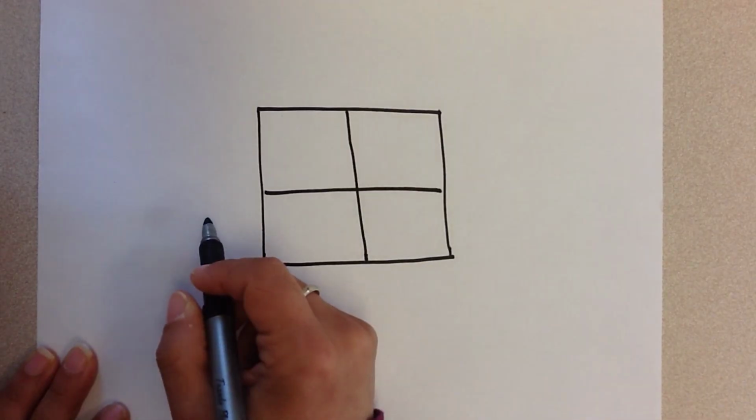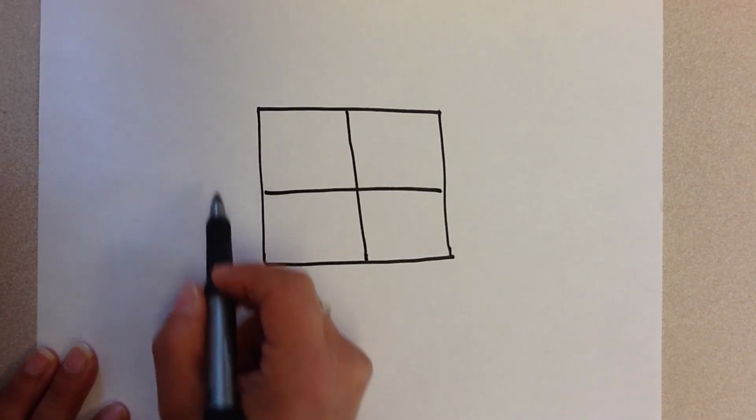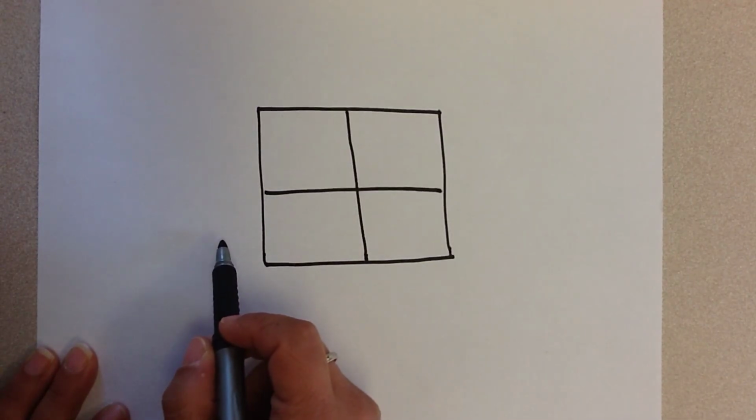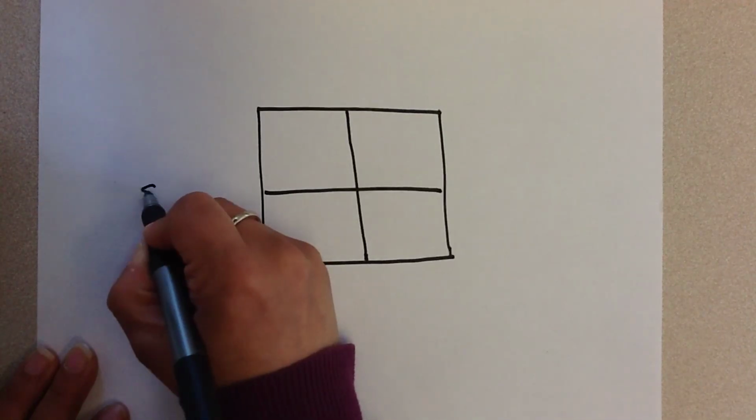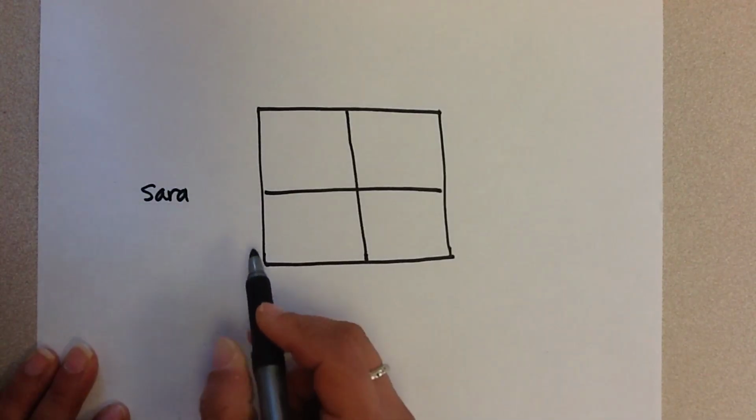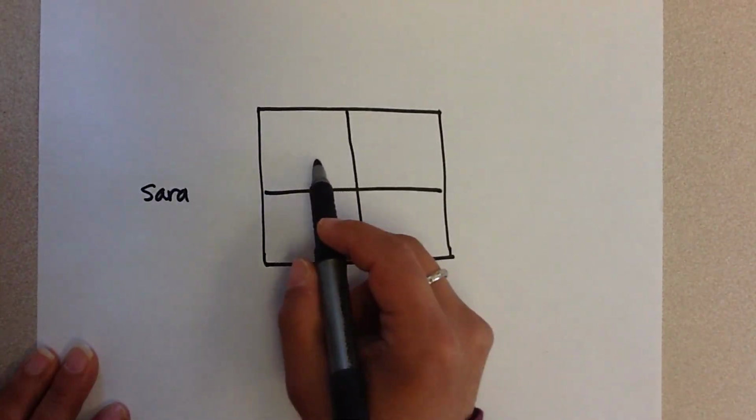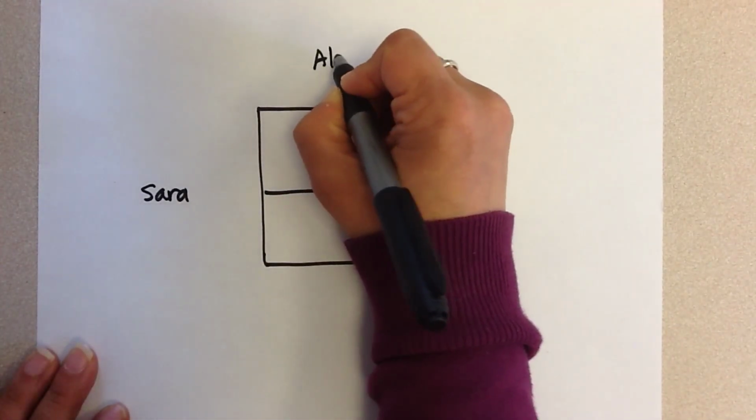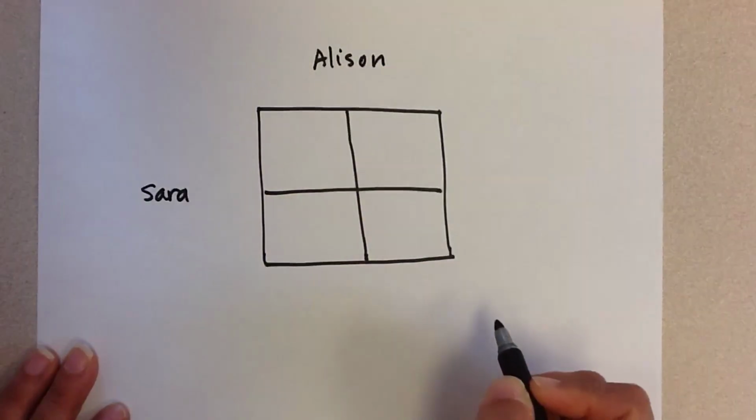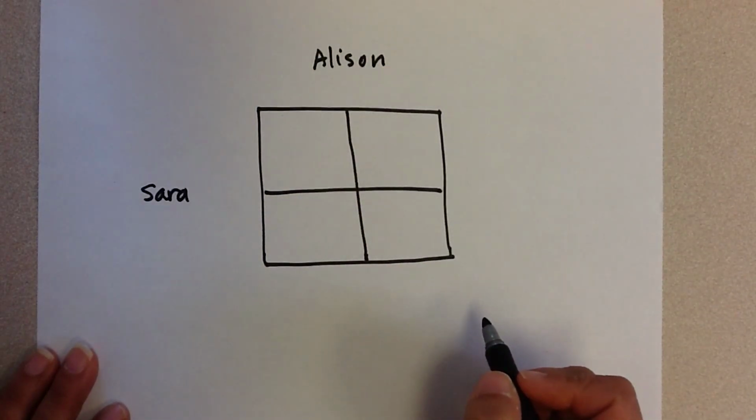Okay, so one player is the row player, and they're going to choose the top row or the bottom row, and that's going to be me. So I'll put my name there. And then the other player is the column player, and they're going to choose the left or the right column, and that's going to be my friend Allison in this example game that we are going to go through.